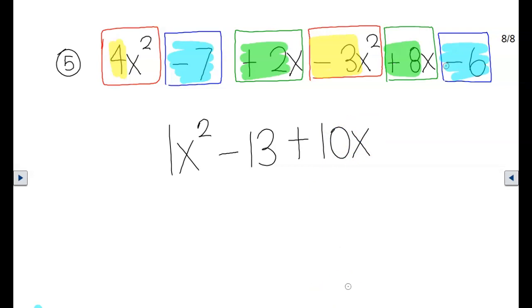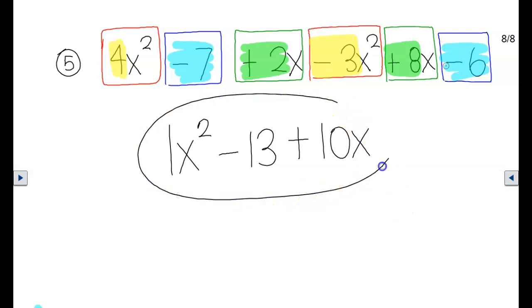So when I take this problem and combine the terms that are like terms, here is what I'll get for my answer. 1x squared minus 13 plus 10x. So that makes that shorter.